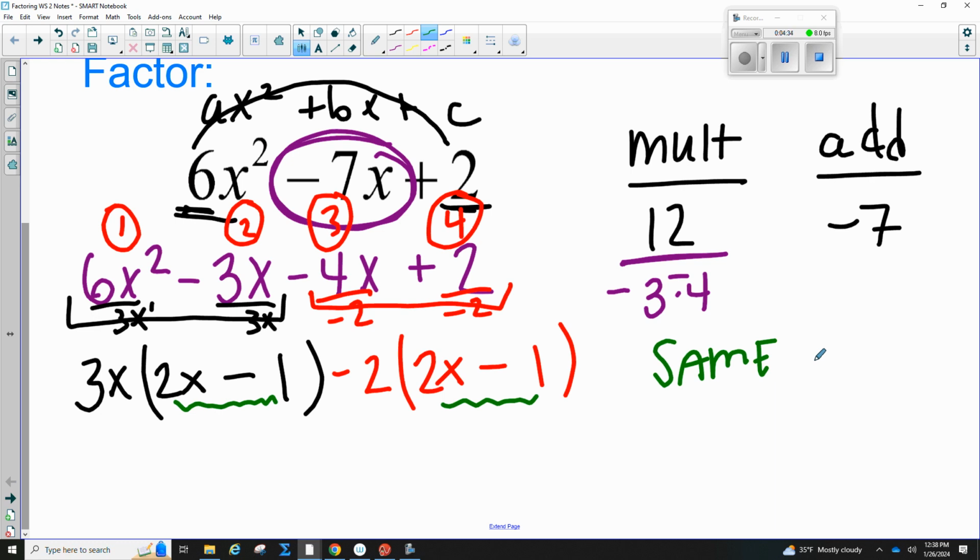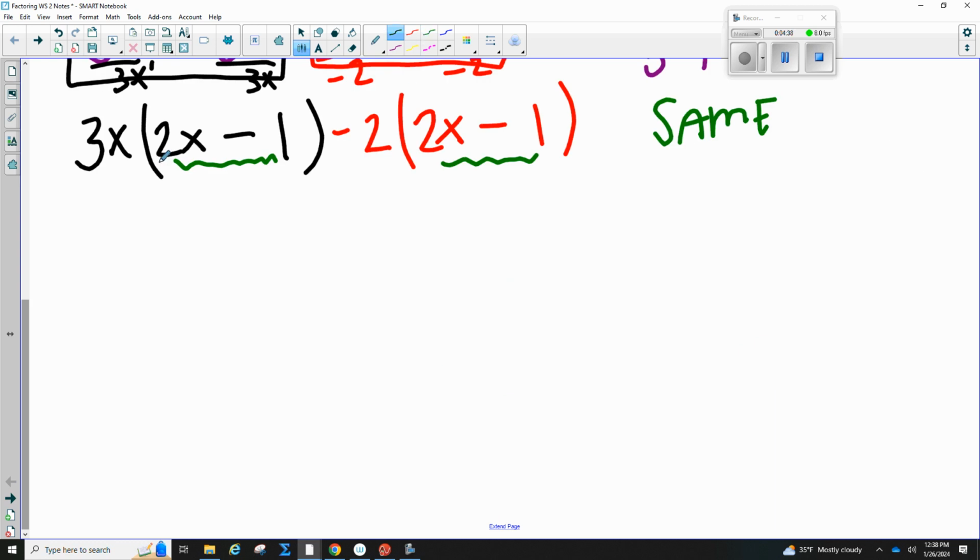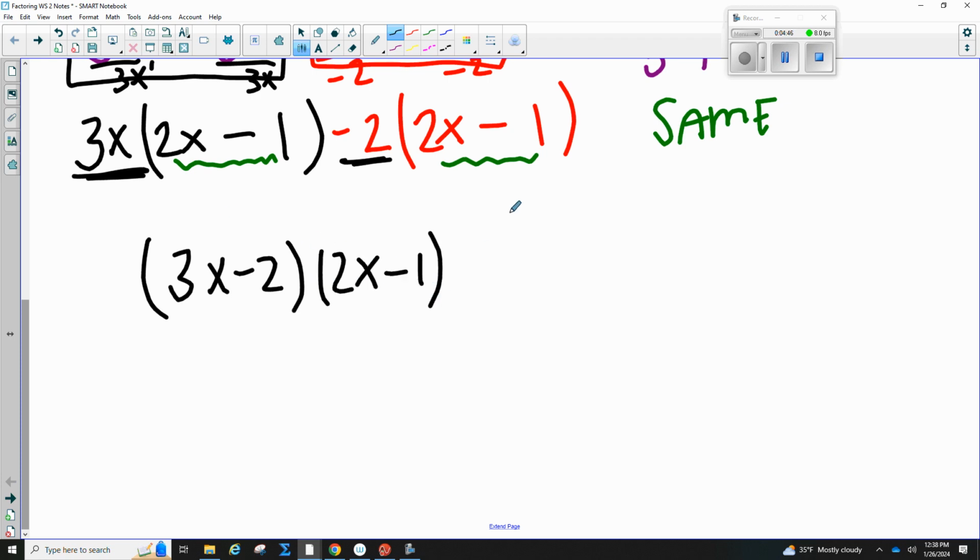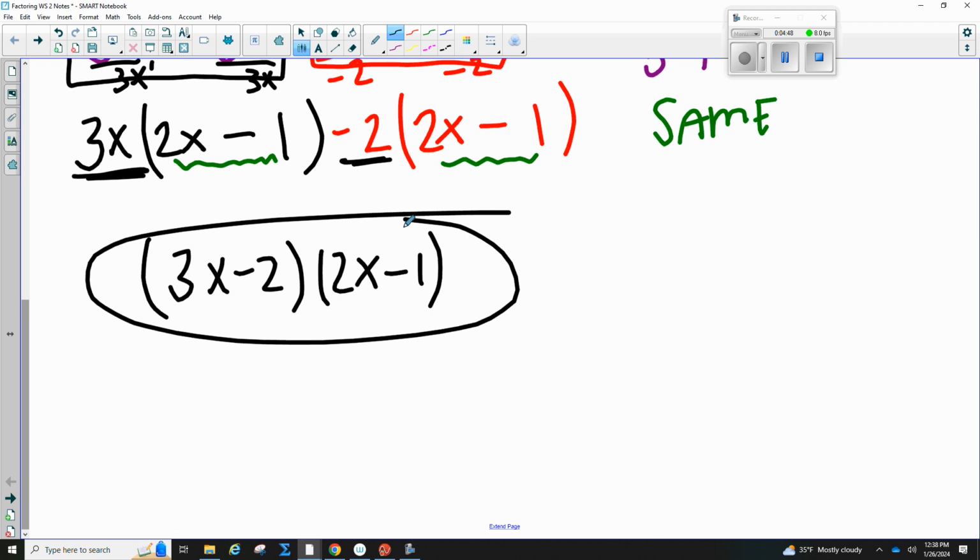All right, now the first things that you took out, so the 3x and the minus 2, those go together to make your first set of parentheses, and the 2x minus 1 is your second set of parentheses. You could get the other order though, and it's still right, because you can multiply in either order, okay?